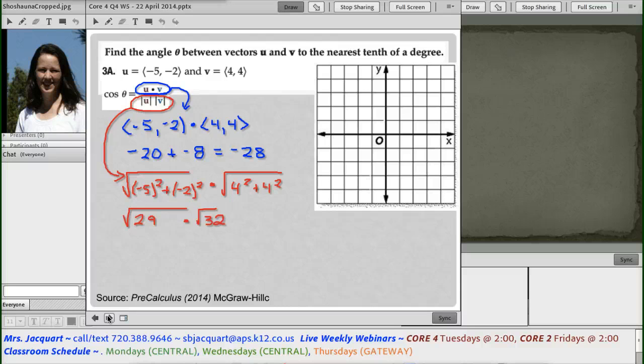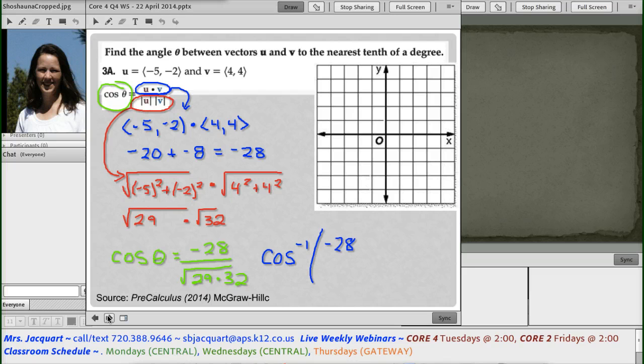So now we want to find the cosine of that. Our fraction so far is cosine theta equals negative 28 over square root, we'll put them together, 29 times 32. Now if we want to find what the angle is, we do inverse cosine, plug this stuff in, negative 28 over square root of 29 times 32. Let's go to the Desmos calculator.